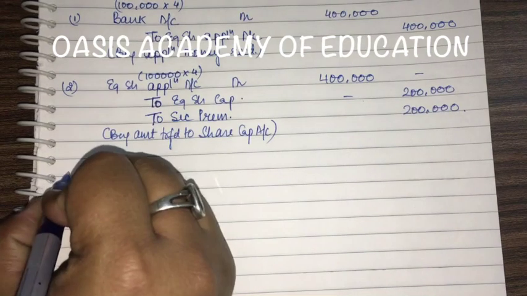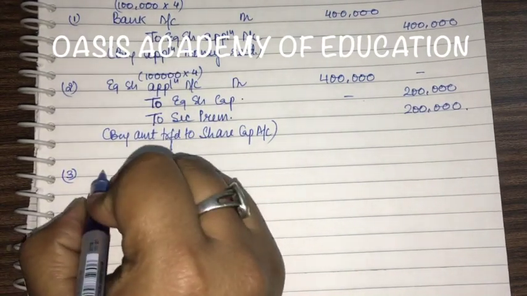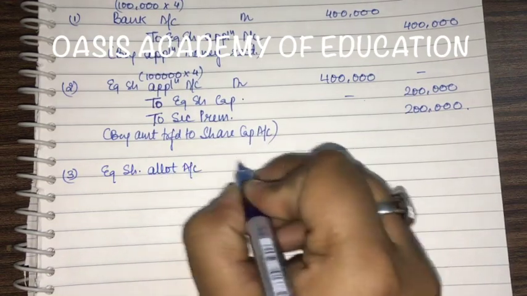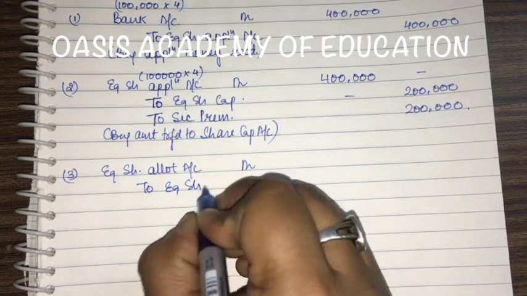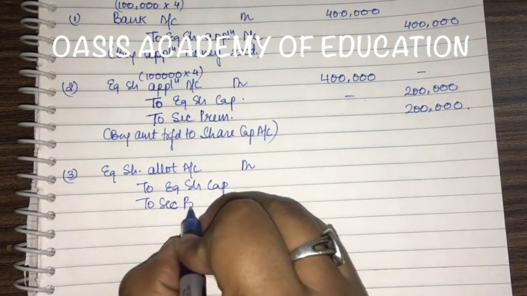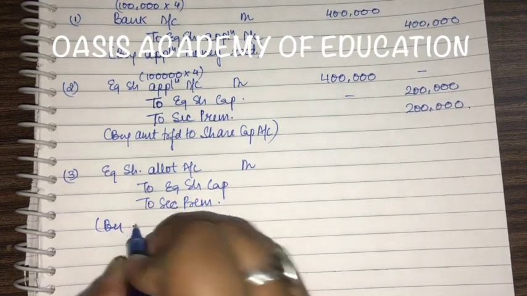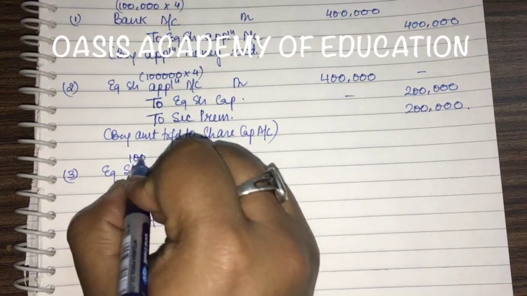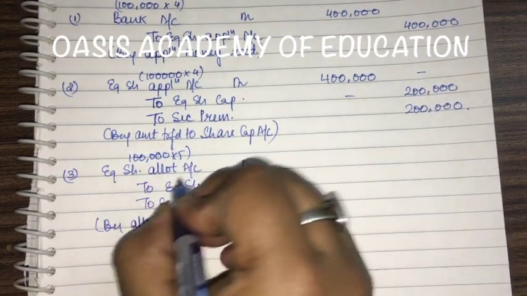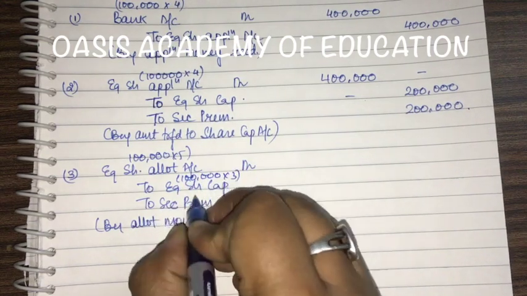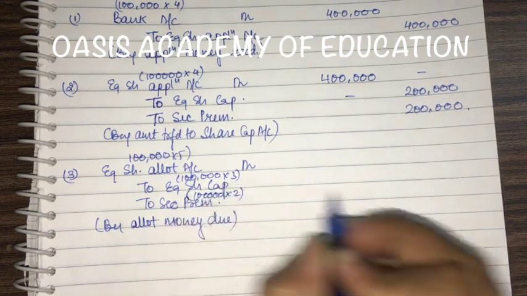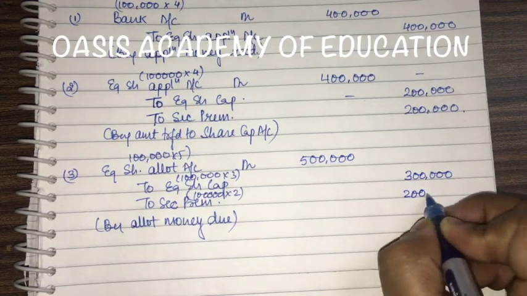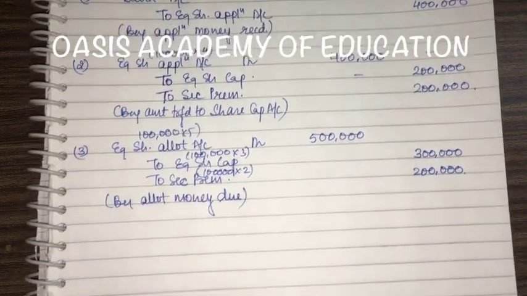Now comes the important entry, that is the third entry, wherein you are going to first due the amount. Equity share allotment account debit, equity share capital account to security premium. This entry also you don't have to do any calculation, you can straightforward calculate it. This is 1 lakh into 5, this is 1 lakh into 3, this is 1 lakh into 2. So this is 5 lakhs, 3 lakhs and 2 lakhs. A bit easy segment till here.